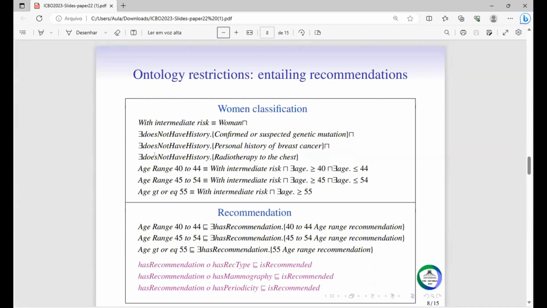As each recommendation provided by the guideline is described by three dimensions, we also define a property "is recommended" to entail a direct connection between each woman and the strength, the periodicity, and the kind of mammogram. The property "is recommended" is a super-property of three property chains that compose the property "has recommendation" with the corresponding properties to each dimension.